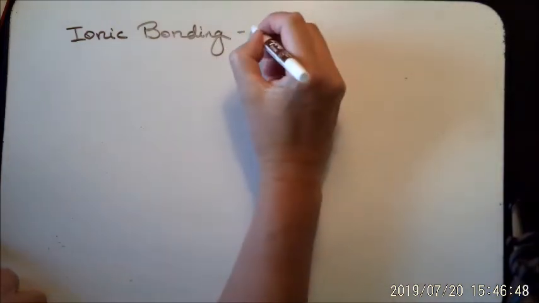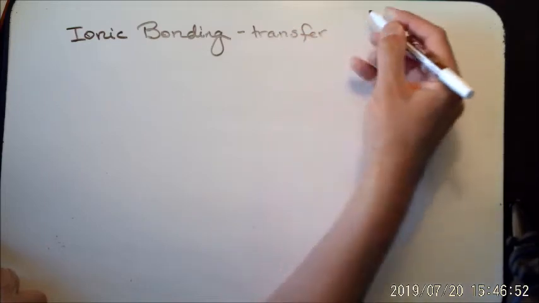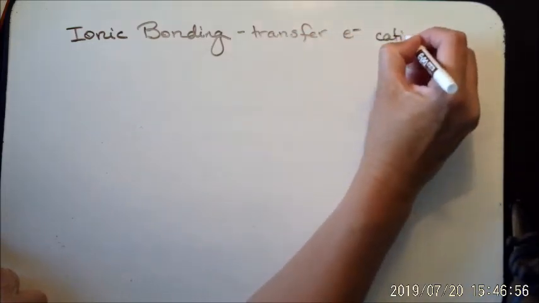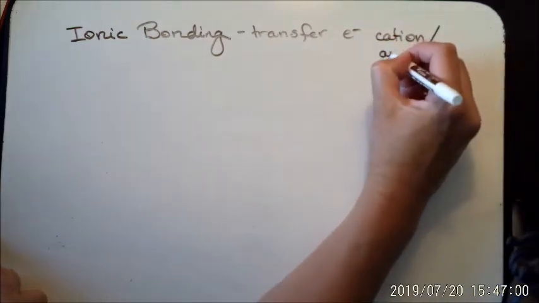Okay, so let's start with 10.4 and talk a little bit about ionic bonding. So remember, an ionic bond is a transfer of electrons to get cations and anions, right? So we talked about you transfer your valence electrons, your cations and anions. So we know that this is a charge attraction.